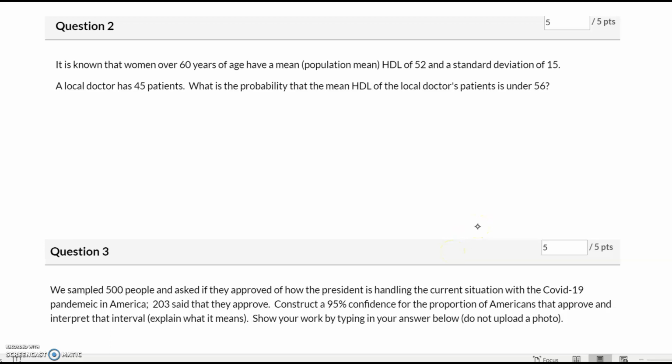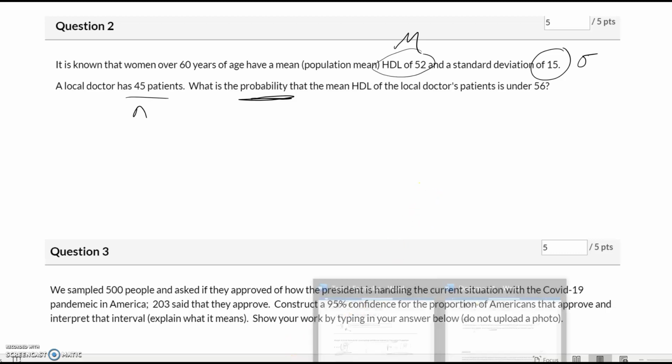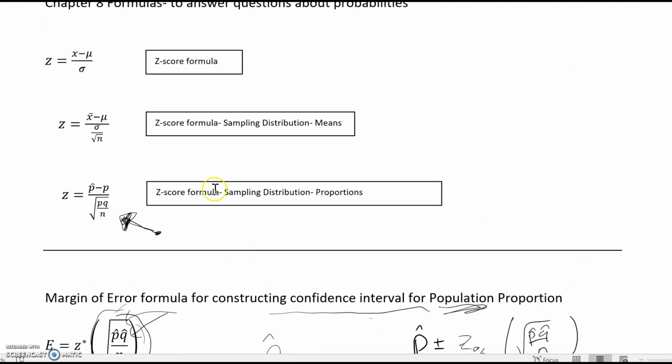Okay, it is known that women over 60 have a mean population mean. So start identifying stuff. That's mu. Standard deviation, that's sigma. The local doctor has 45 patients, that's n. Probability means I should be calculating a z-score and then looking up the probability from my chart. So I go to my formula for the z-score for the means, it's got to be this one. So for this problem, it's x bar minus mu.